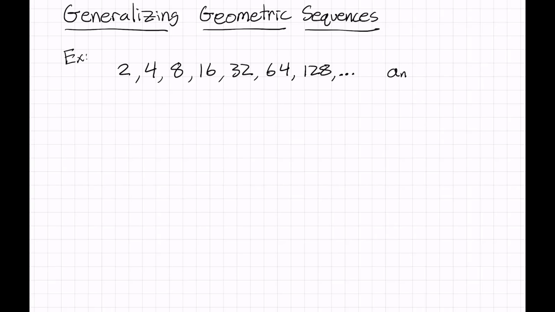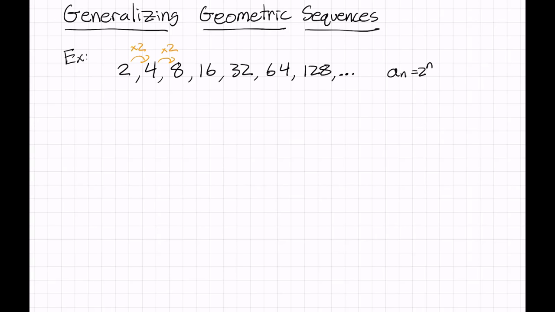Remember, geometric sequences are those where to get from one entry to the next entry, we multiply by some fixed amount. So this is one of the simpler geometric sequences. The rule to get from one term to the next term is that we want to multiply by 2. So you may actually just recognize this sequence as the 2 to the n sequence.